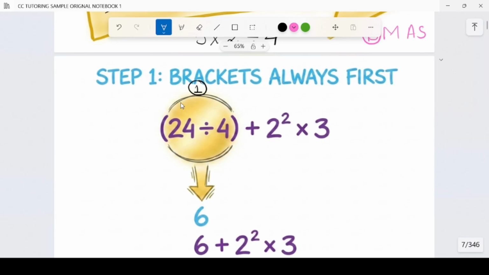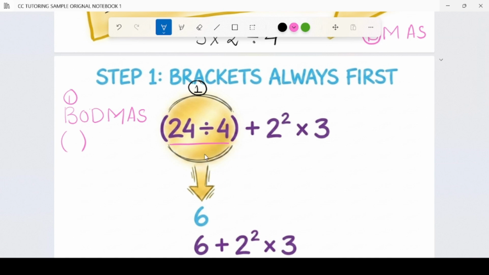Now in this situation, we'll solve it according to board mass. Let me just write it down: board mass. The first preference is bracket. According to this, anywhere I see the bracket, I'll solve it first. So in this situation, this is the bracket. I solve this bracket first. So when I solve it, it's 6.